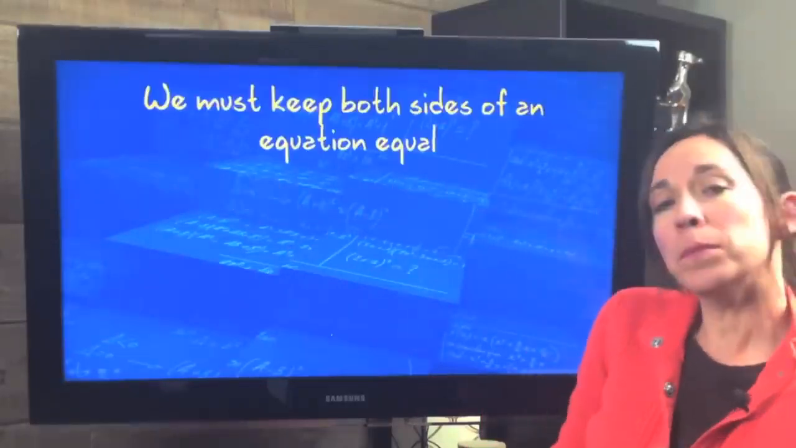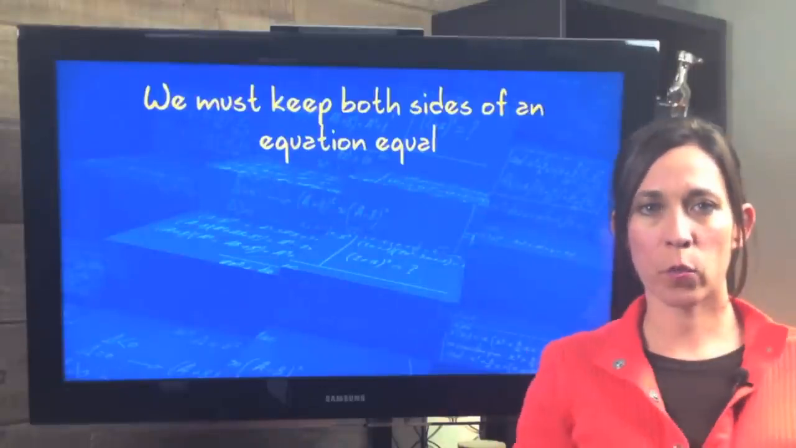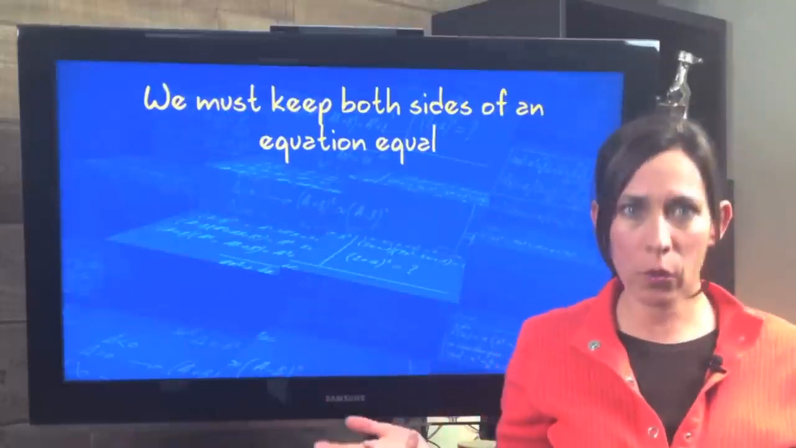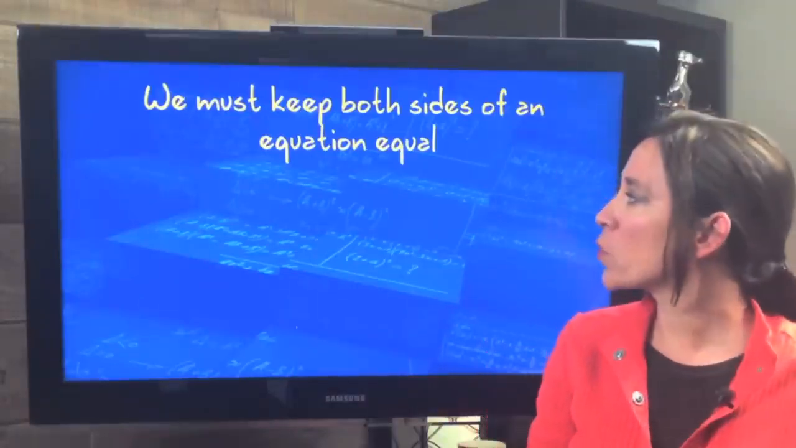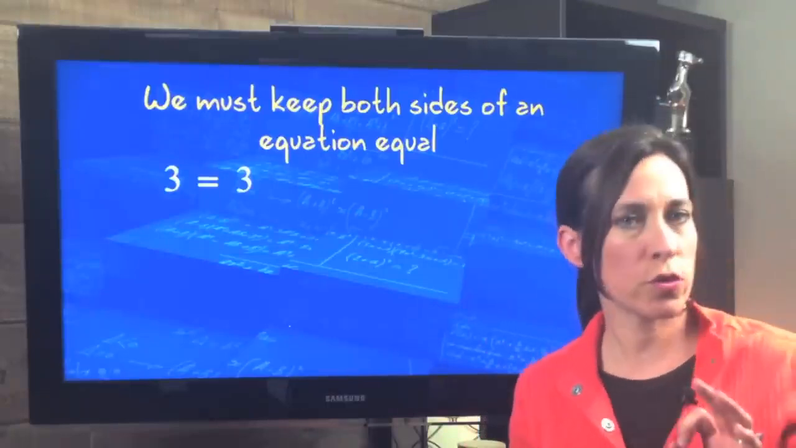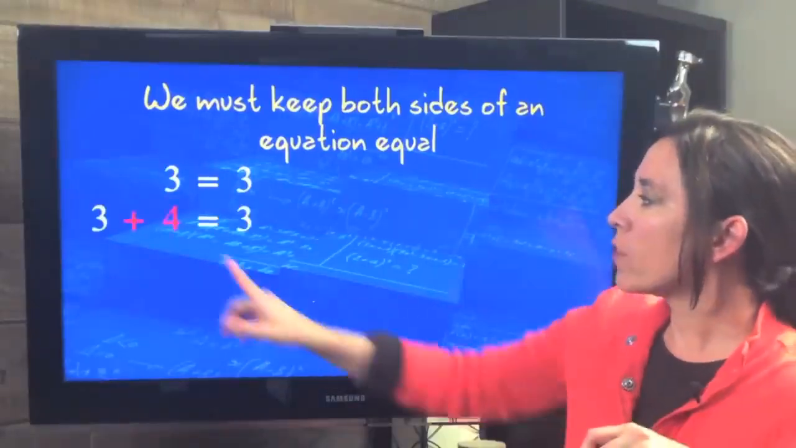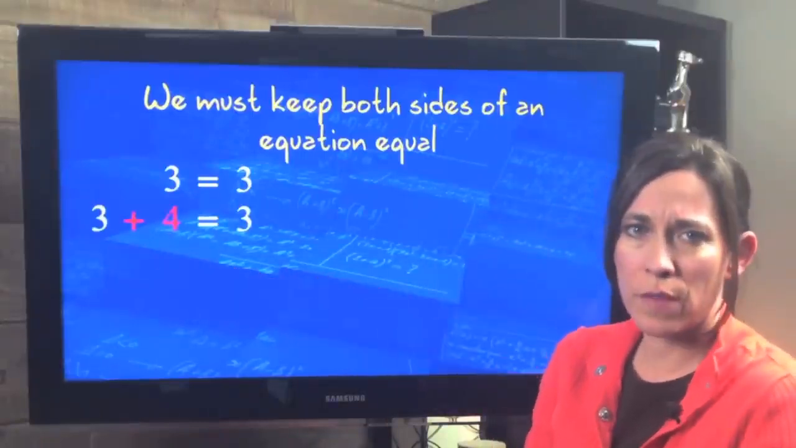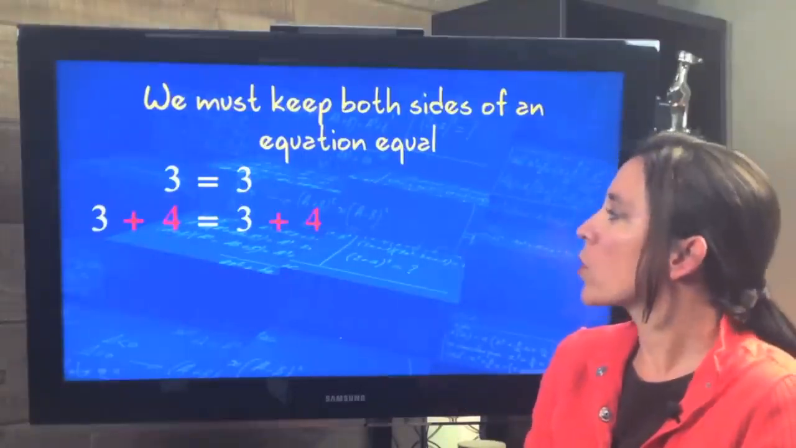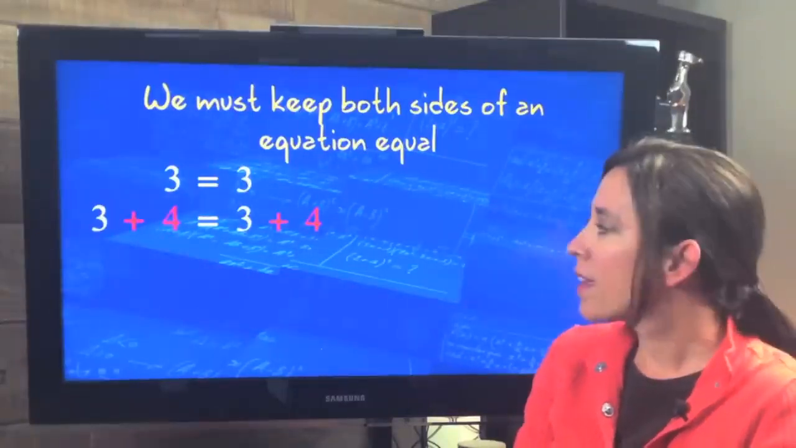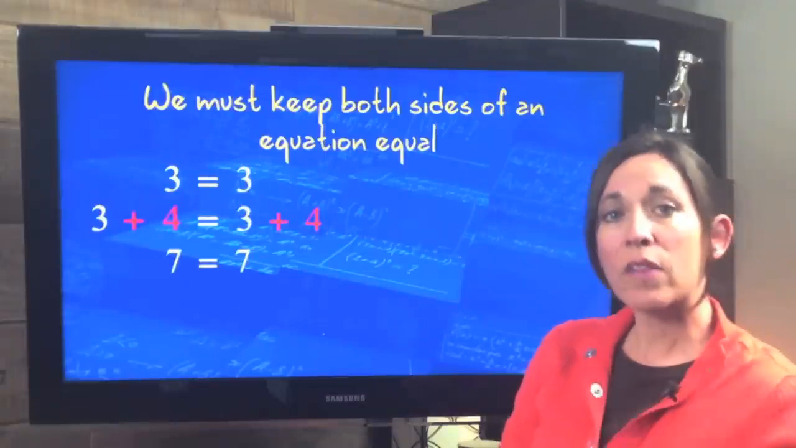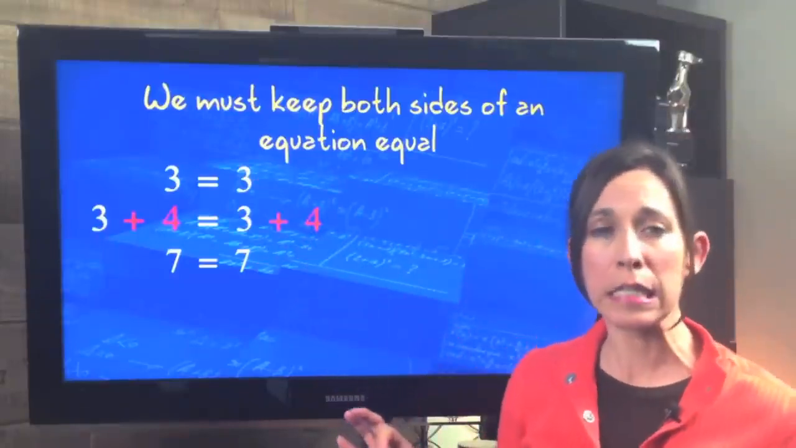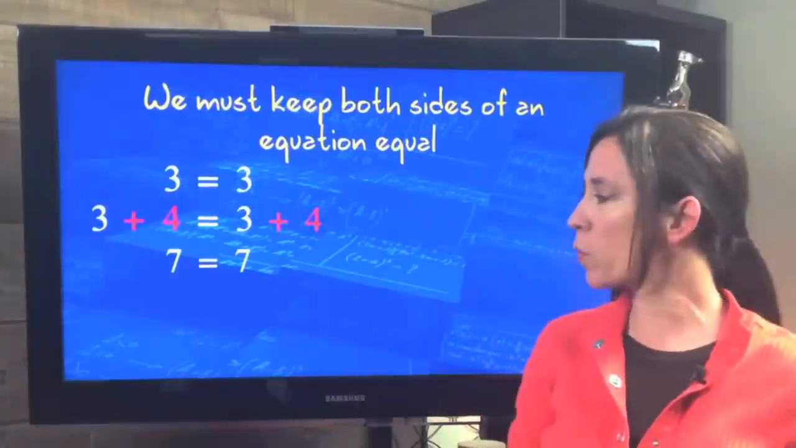So, one of the concepts that we have to focus on when solving any type of equation is we have to keep both sides of that equal sign equal, okay? So, let's suppose we start with 3 equals 3. It's a true statement, but if we add 4 to only one side of the equal sign, it's no longer equal. We have 7 equals 3. So in order to keep it equal, we also have to add 4 to the right side. Then we get 7 equals 7. So even though we've changed the value on both sides, we've still maintained the integrity of the equal sign, okay? So it's still equal, still balanced.